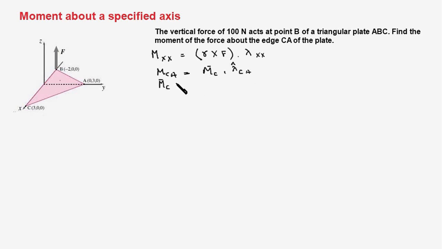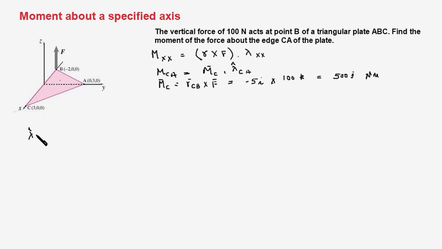MC would be equal to RCB cross with F, and RCB is minus 5I. So this is minus 5I cross with the force, which is in vertical direction and of 100 newtons, so it will be 100 K, and this will be equal to 500 J Newton meter.